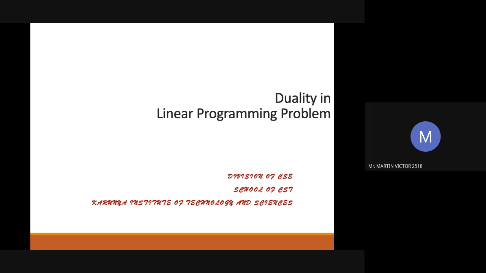There is one more method that can be used to solve the linear programming problem, which is called the revised simplex method. Maybe in our physical classes, let us see some more example problems in the simplex method and also the revised simplex method. So for this class, I have taken the next topic in the module, which is duality in a linear programming problem.